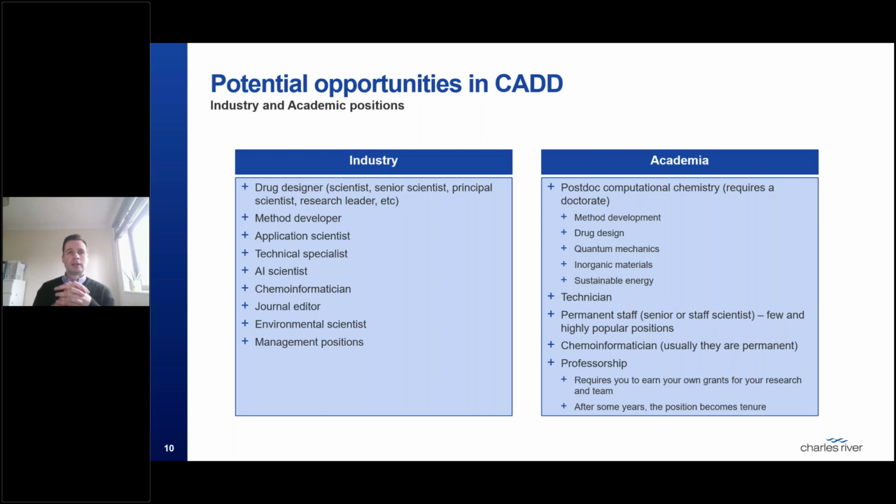We have permanent staff positions, usually senior staff scientists. I would say these are few and highly popular. Cheminformaticians in research groups, usually these positions are permanent as well. And then we have professorships that require you to earn your own grants for your research and team. And after some years, the position becomes tenure, so permanent.